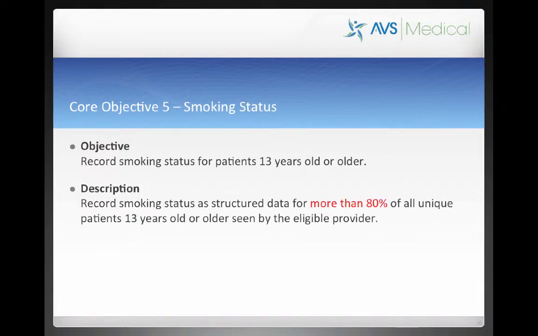Core objective number 5 is documenting the smoking status. Similar to the past, you must record smoking status for patients that are 13 years old and older. And then once again, we see an increase here to more than 80%. One quick note is that the smoking status must be documented in the vital signs section of the chart, not the social history or the note. It's got to be documented in the vital signs section of the chart.